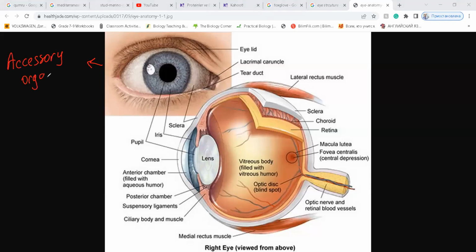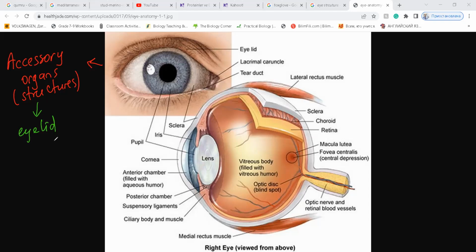Accessory organs or structures, let's say. So firstly, let's talk about accessory structures which are related with the eye, okay? Accessory structures are not directly related with vision, but they are helping, especially with the protection. So accessory organs are eyelids, if you know, related with the protection.